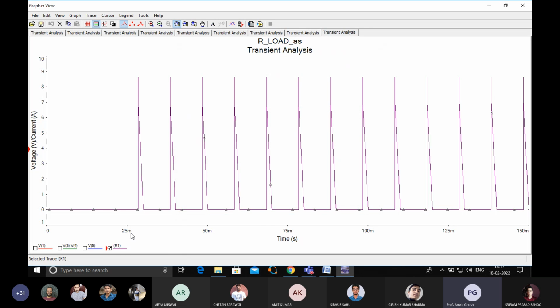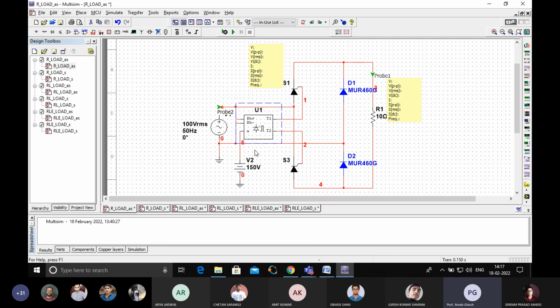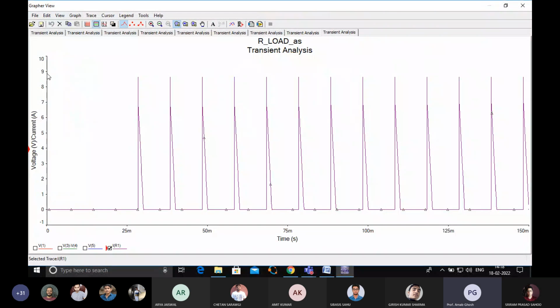Acha, what is your firing angle? 150 degrees, sir. Okay, and input voltage is 100 volt RMS. What is your current amplitude? Is your converter in CCM or DCM? DCM, sir.